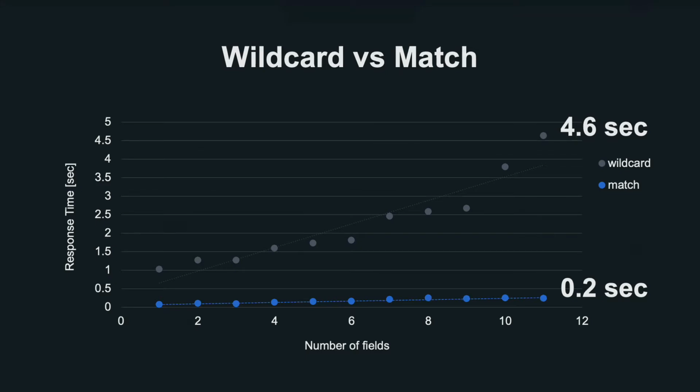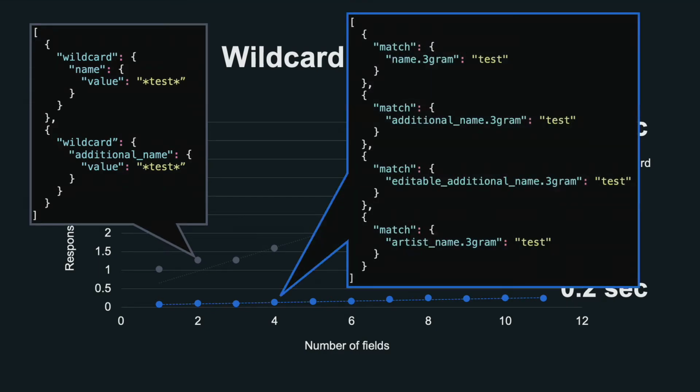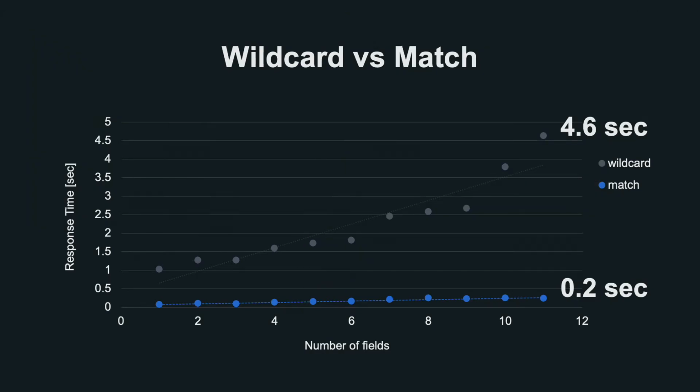Here is a comparison of the match query speed of wildcard before and after the improvement. The data used is about 75 million songs, equivalent to the production environment. The horizontal axis is the number of search items. For example, when there are 2 items in wildcard, the query is wildcard query for 2 fields like this, and when there are 4 items, the query is match query for 4 fields like this.